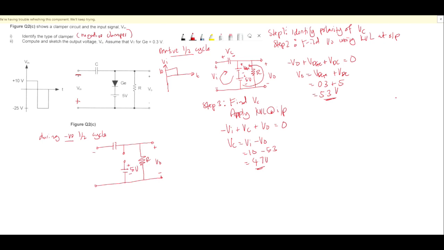The polarity for the negative half cycle: the top polarity must be negative, the bottom polarity must be positive. This one is Vin. The polarity of the capacitor voltage you can follow from the positive half cycle, so it must remain the same as you used in the positive half cycle. Positive, negative. This one is Vc.